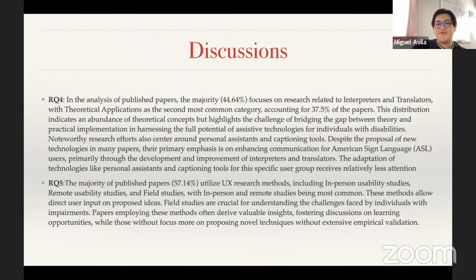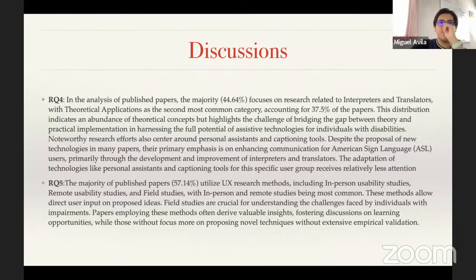And we can see that 57.14% utilize actually our research question. And this is pretty interesting because right now we can see that we have a trend to actually using HCI methodologies to validate the usability of these solutions.